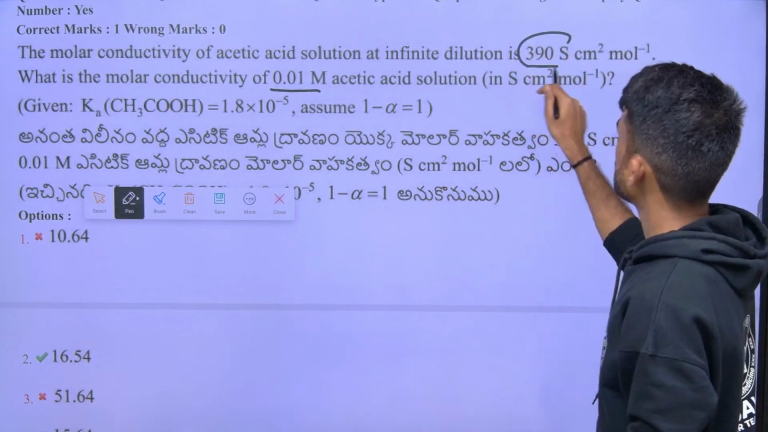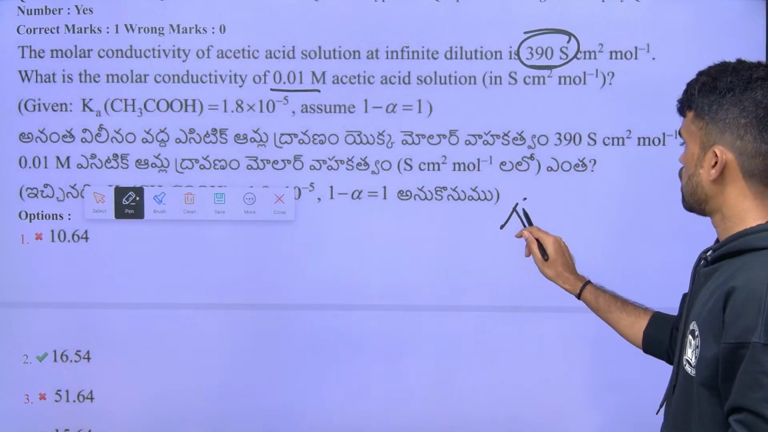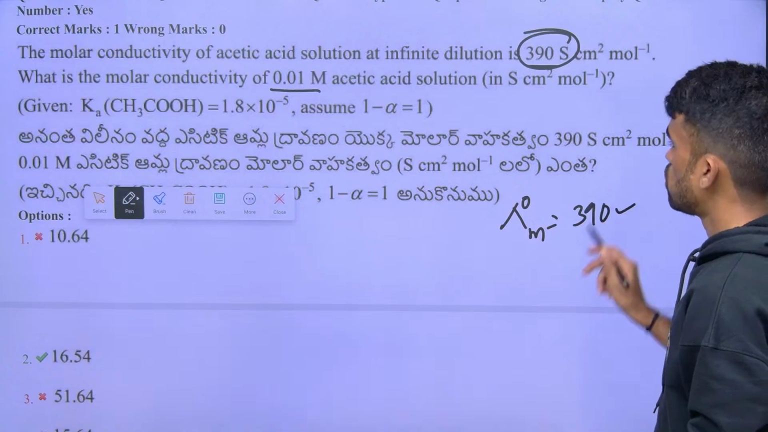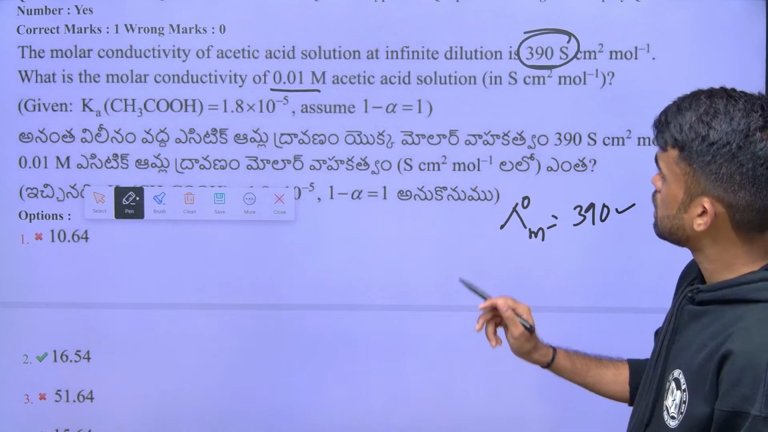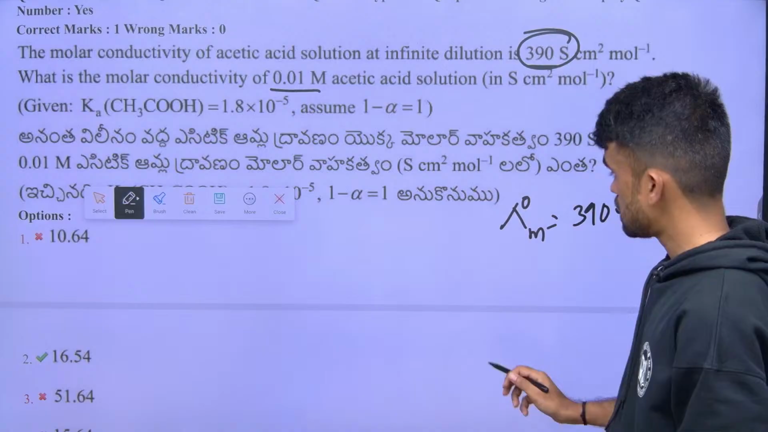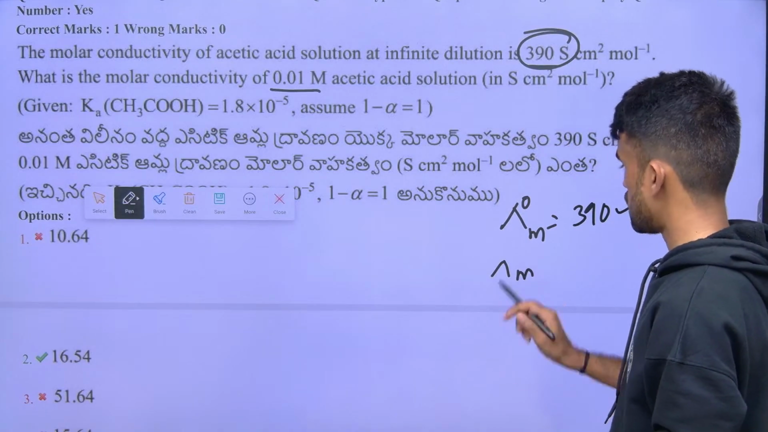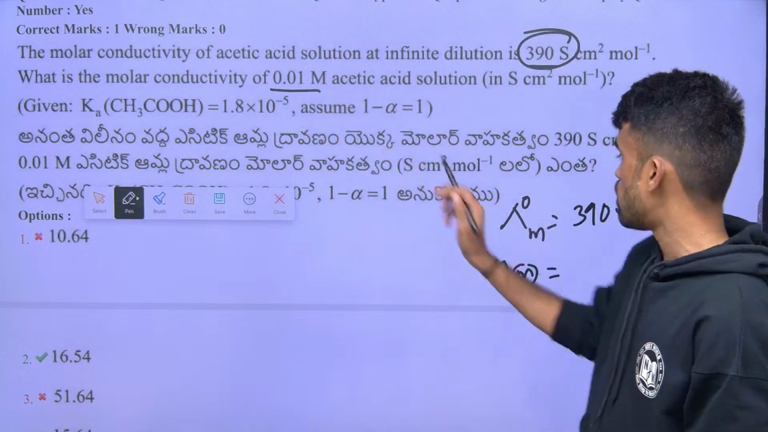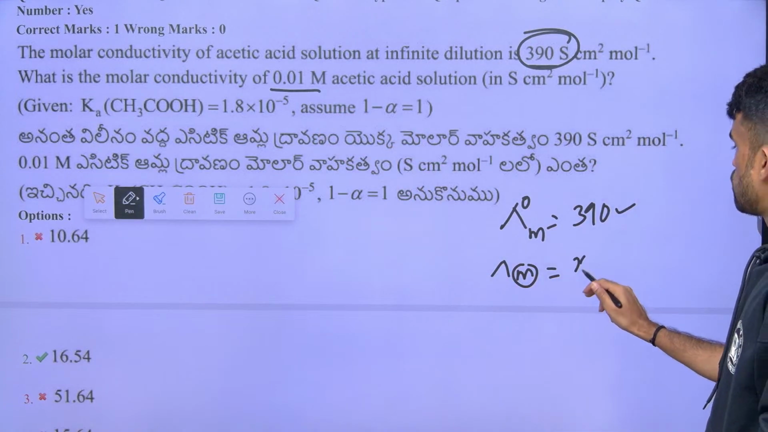So this is the limiting molar conductivity. The limiting molar conductivity of acetic acid is 390. This is given. They are asking what the molar conductivity is at some concentration. So this is what we need to find.